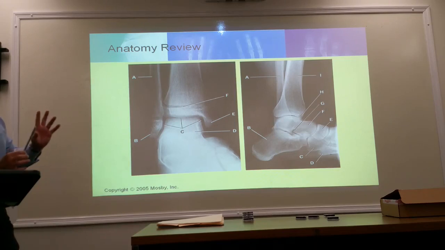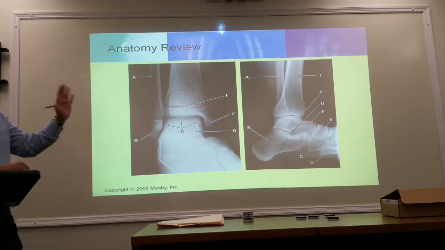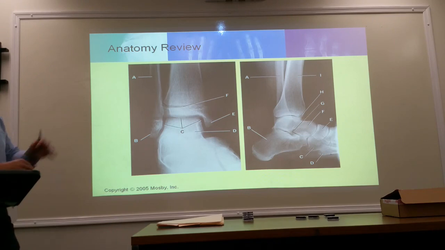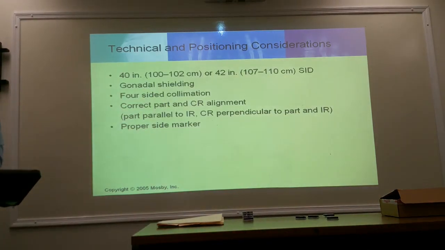Tuberosity. Okay, no. I'm not talking about D right now. I want to know what's anterior to the cuboid. Fourth and fifth metatarsals. Okay, now let's talk about D. That's the fifth. Tuberosity of the fifth metatarsal. Okay. You guys got the hang of this.